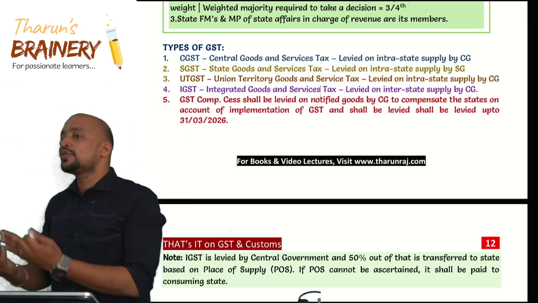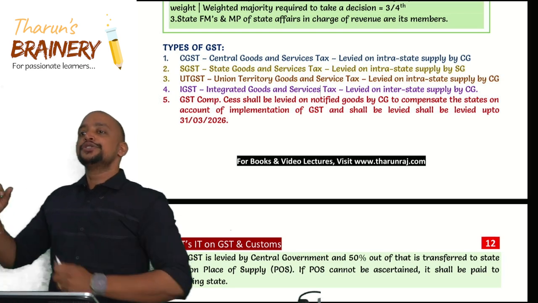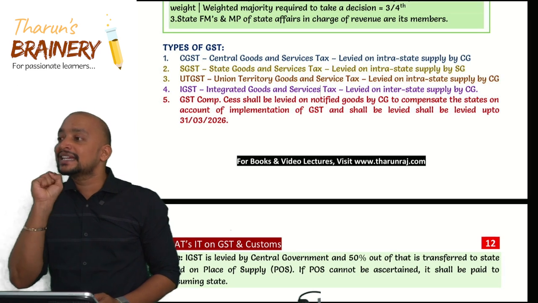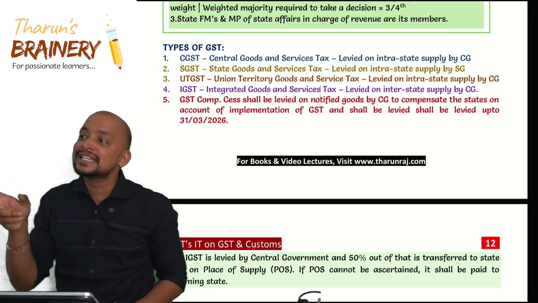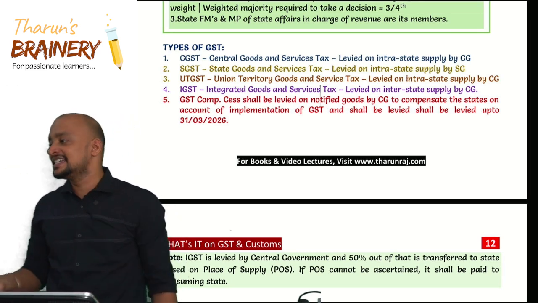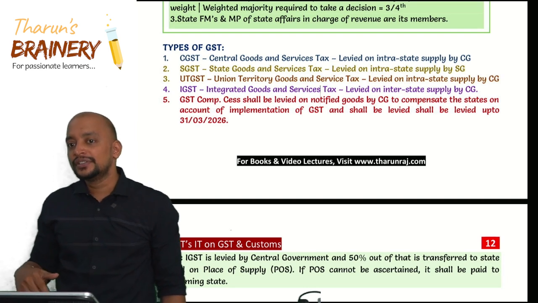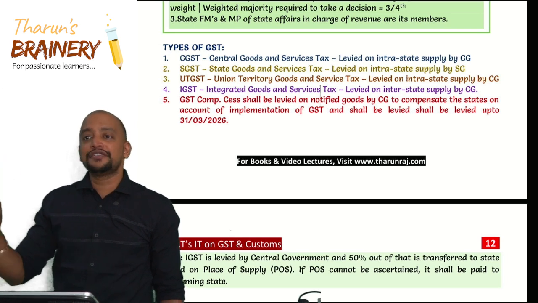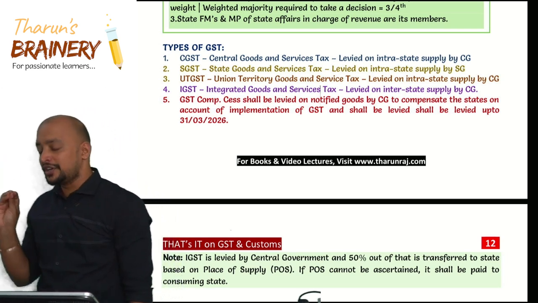Loss of revenue means what? Decrease in the revenue. So to those states only they will be paying it. You got it? So who will be collecting GST compensation cess? CG or SG? Definitely CG. And it will be paid to those SGs where there is loss of revenue on account of implementation of GST.